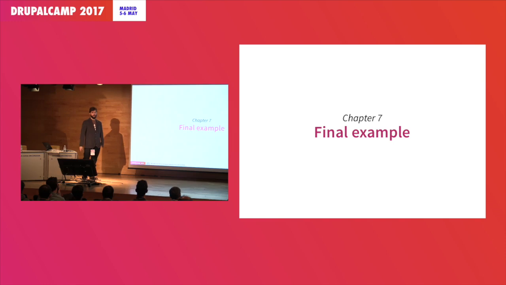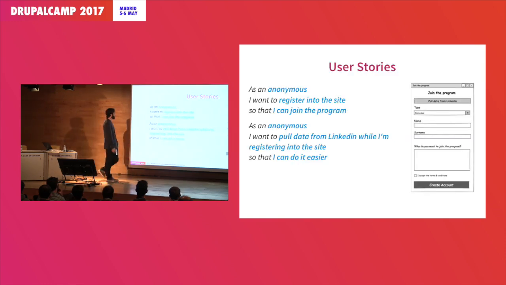So, final example, okay? Imagine that we have a form, this is a register form, and we agreed with the client that for this sprint we are going to take into account two user stories. The first one is: as an anonymous user, I want to register into the site so that I can join the program. And the other one is: as an anonymous user, I want to pull data from LinkedIn while I'm registering into the site so I can do it easier. So let's go to the first one.